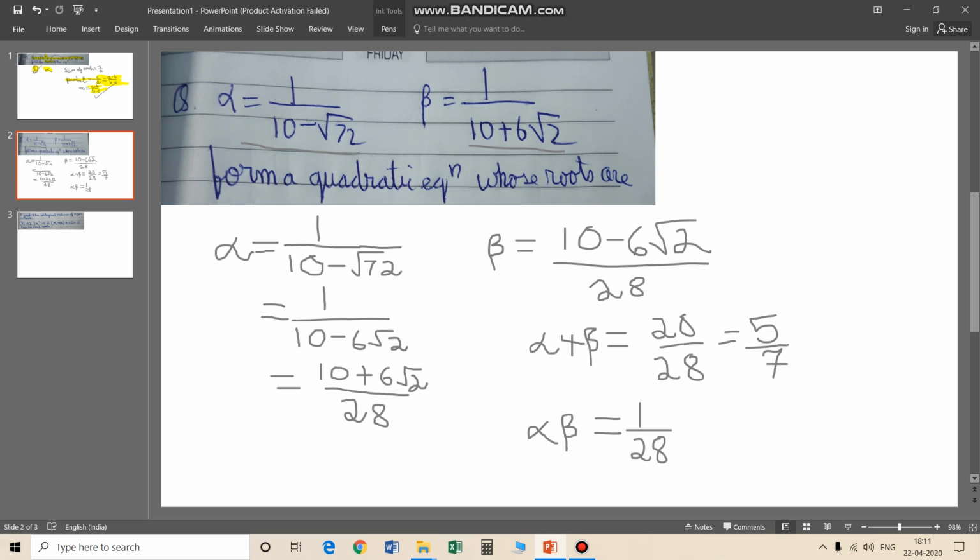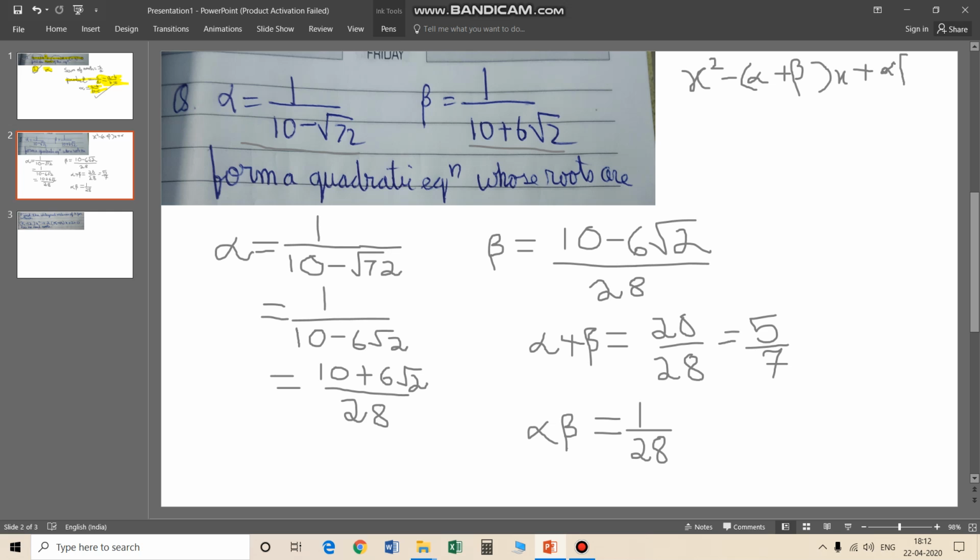Now how to form an equation if two roots are given? This is the general equation if two roots are alpha and beta: x square minus (alpha plus beta) x plus alpha beta. This is the general form of the equation.